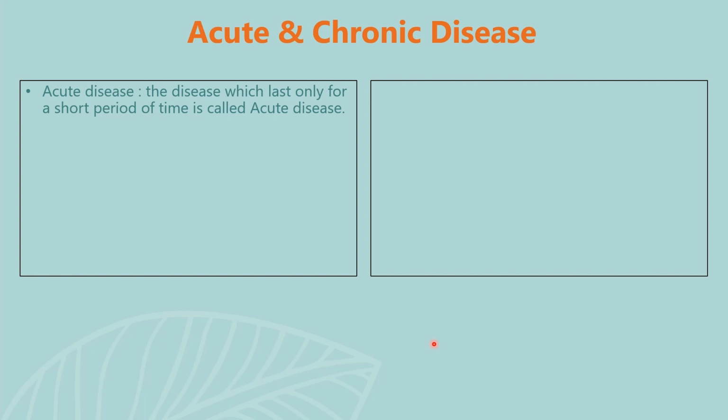First of all, understand what an acute disease is. The disease that lasts only for a short period of time is called an acute disease. From the name itself, we can understand easily. For example, the common cold. Most of us may already have been affected by the common cold almost every year. This actually lasts a maximum of 3 to 4 days, or up to 1 week.